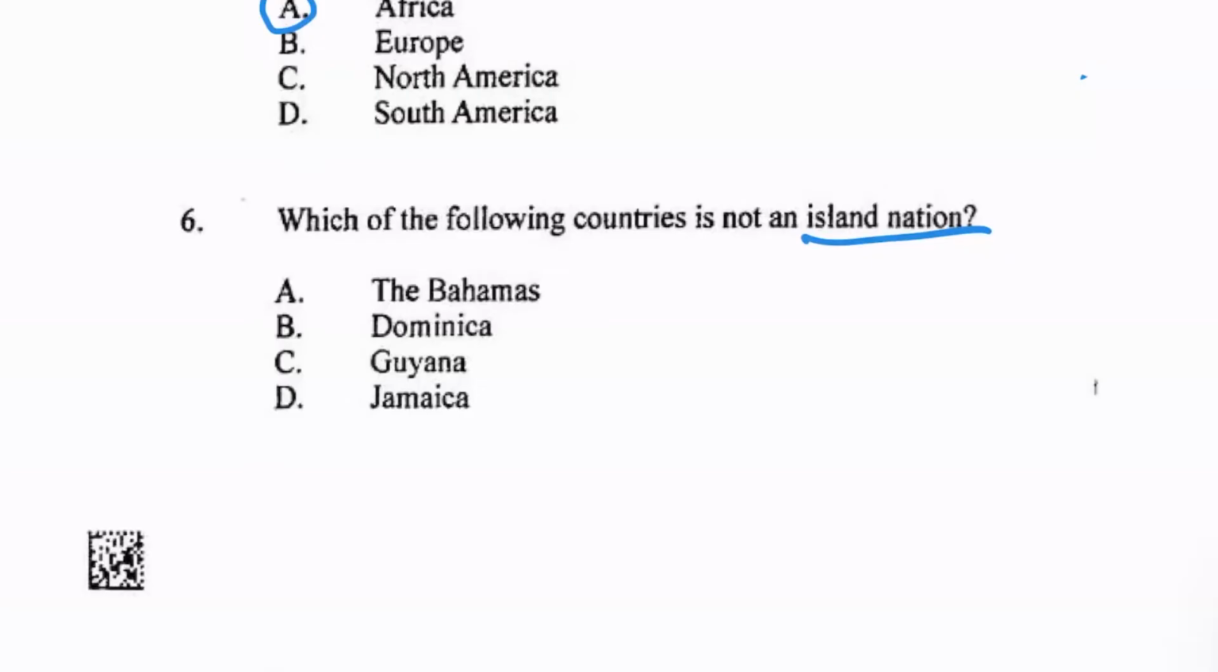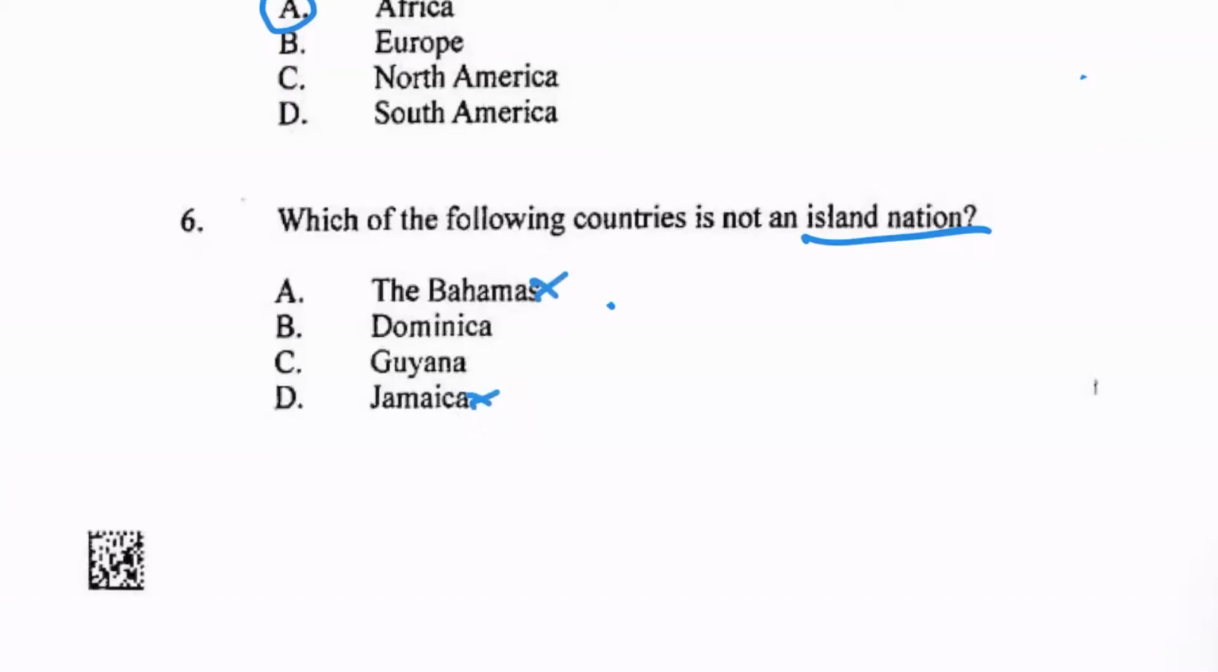That's what they mean when they say an island nation. Is the Bahamas an island nation? We're made up of islands, right? Yes. So the answer is not the Bahamas. What about Jamaica? Is Jamaica an island? Yes. So it's not Jamaica, it's not the Bahamas.